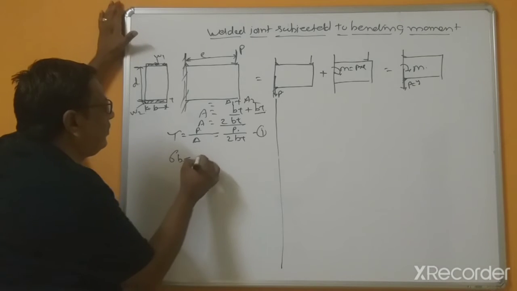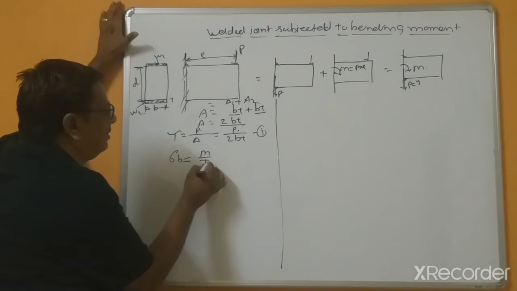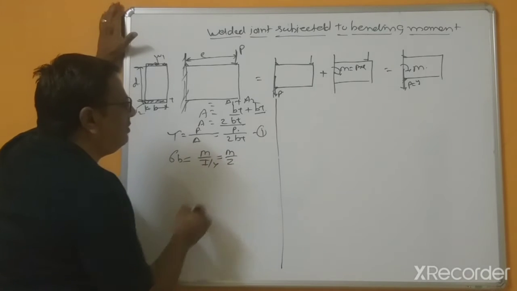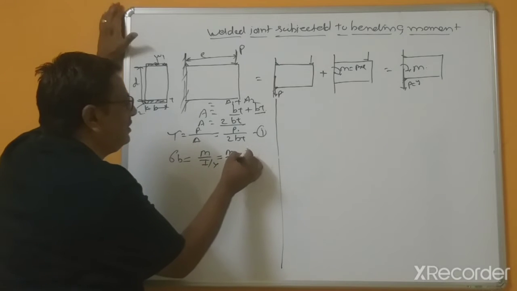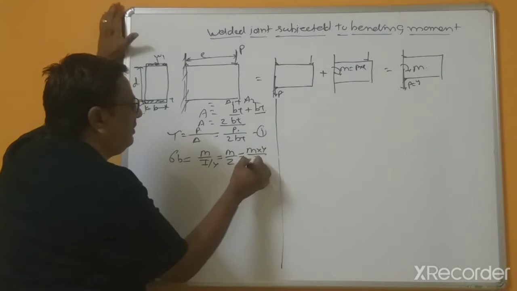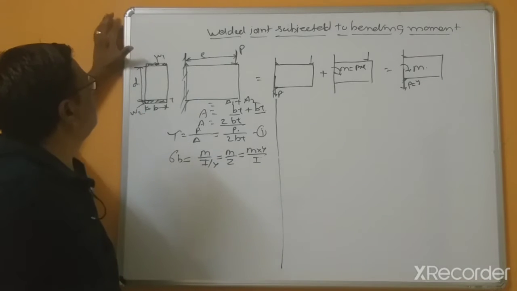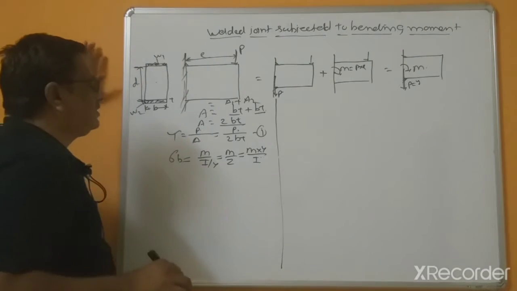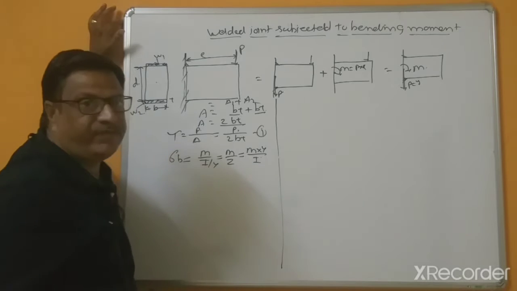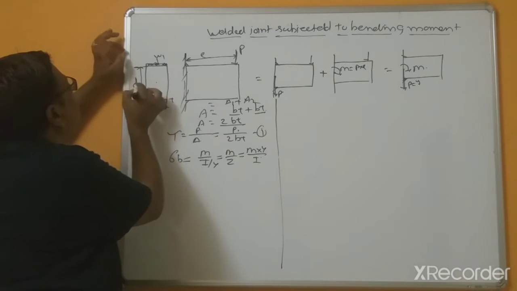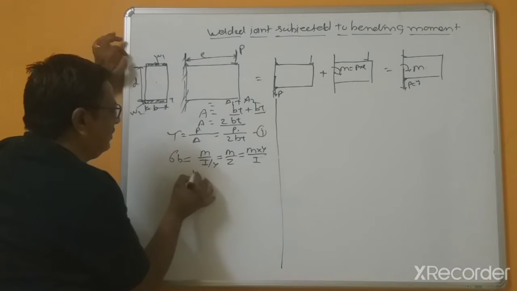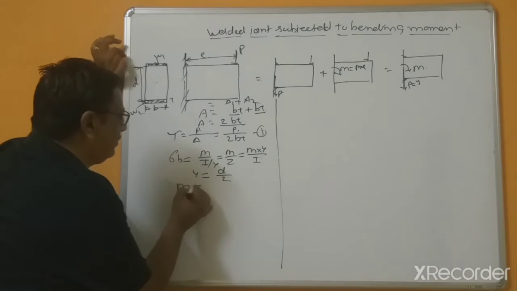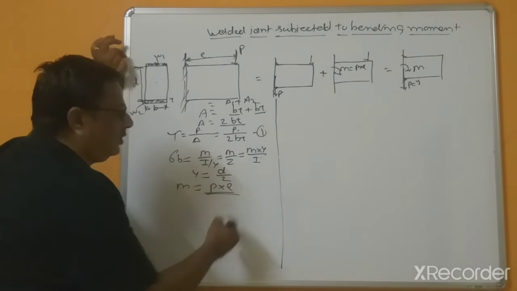After that we have to calculate bending stress, equal to M by Z, which is M by I divided by Y, or we can write it as M times Y divided by I. Here Y is the distance from the center of gravity of the welds to the extreme fibers. So here this is d total, so y equals d divided by 2 and M equals P into E.